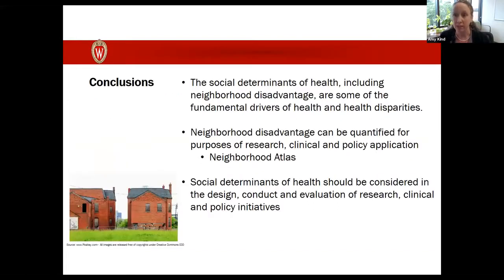And thank you. So ultimately, social determinants of health are important. These data are freely available to you. Please use them. The Neighborhood Atlas is available. Feel free to reach out to me if you have questions, and thank you for letting me present today.